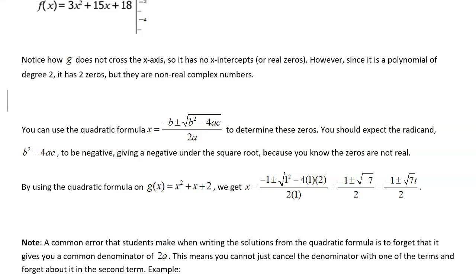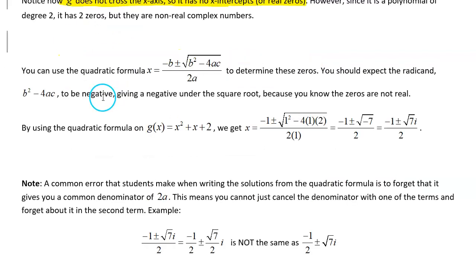So you can see down here, it's talking about g does not cross the x-axis, so it has no x-intercepts or no real number zeros. Okay, so now we're starting to get into the whole idea of a function can have zeros that are real number zeros or not real number zeros. So we have to start distinguishing between these different types of zeros.